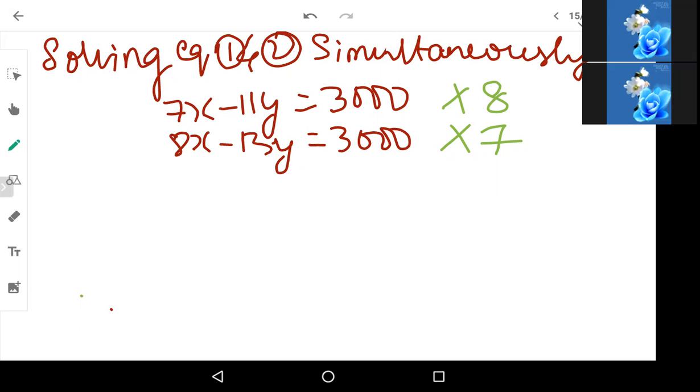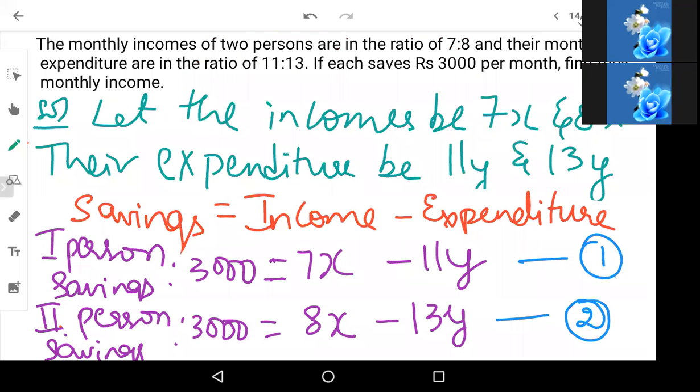If you tell me which part of it is confusing, I can tell you what to do. The whole problem is confusing? Equation 1. Okay. Listen. Read the question carefully. I'll explain that again. The monthly incomes of two persons are in the ratio of 7 is to 8.